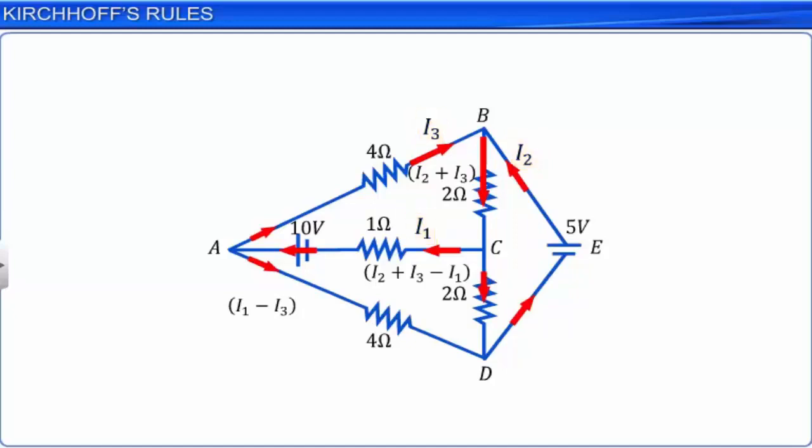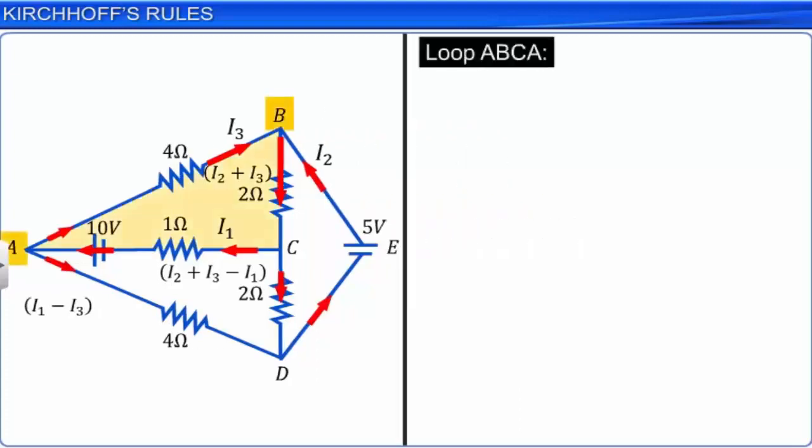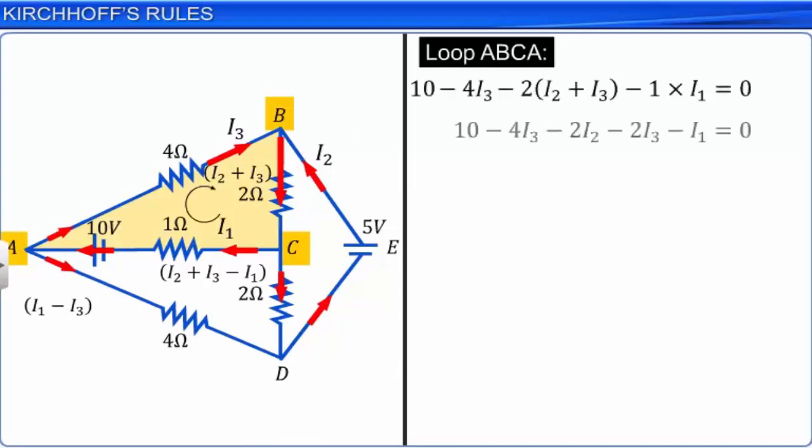Let us start from the negative terminal of the 10-volt battery. Walk through the loop in a clockwise direction and add the potential changes. Substituting the values of the potential changes across the resistors and that of the cell in the loop and simplifying, we get equation 1.